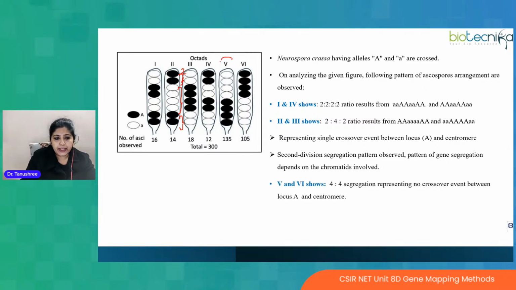Now, if you see fifth and sixth, what ratio are they showing? 4 is to 4. So here we are getting 4 is to 4. And we get a 4 is to 4 ratio when there is no crossing over event.